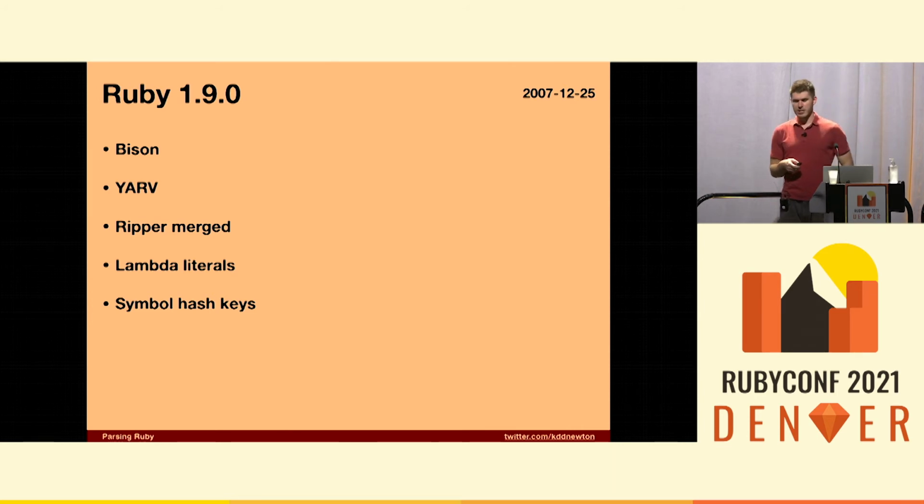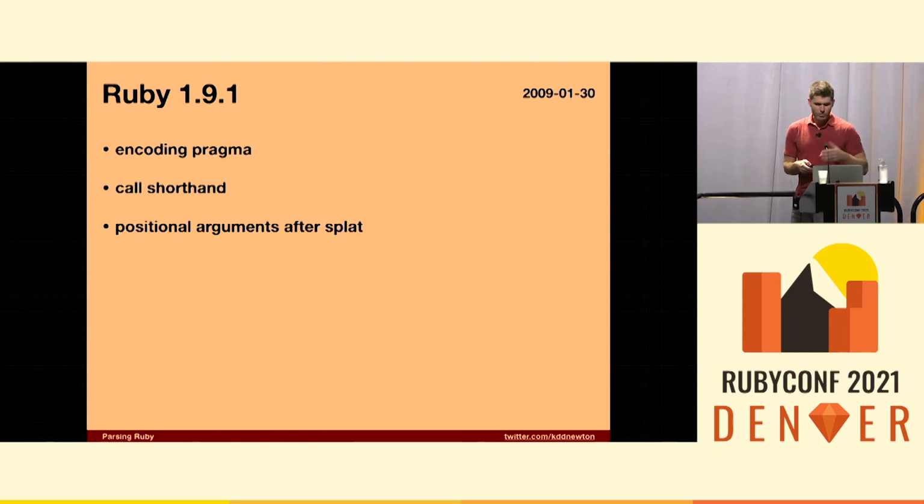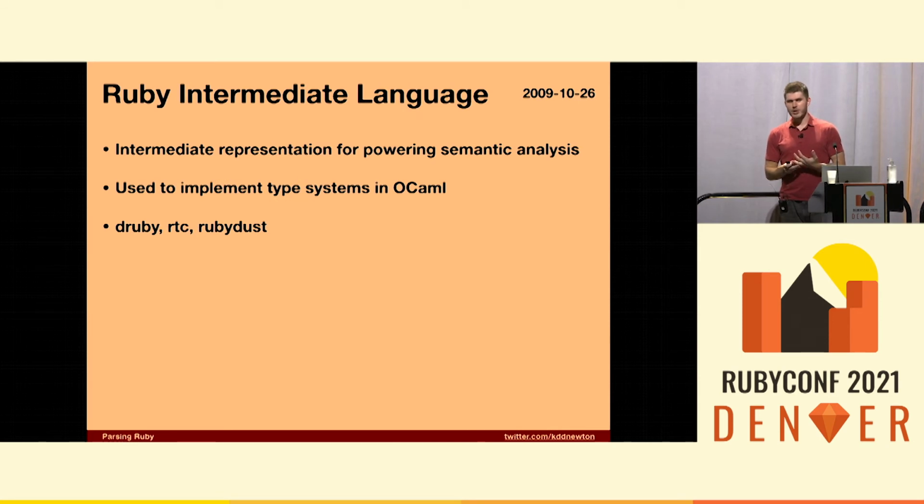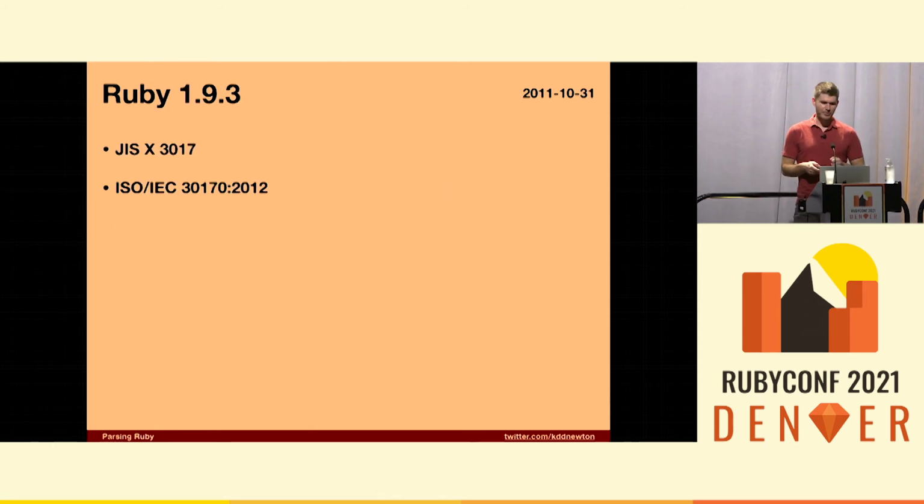Ripper is merged into the standard library. We'll show how that works. And a couple other controversial things are done at the time, including simple hash keys and lambda literals. Ruby 1.9, we keep moving along. We get the Ruby Intermediate language, which is a research project that rebuilds the Ruby parser in OCaml. If you had your list of bingo languages of places that Ruby had been rewritten in, okay, I doubt OCaml would be on your list, but there you go.